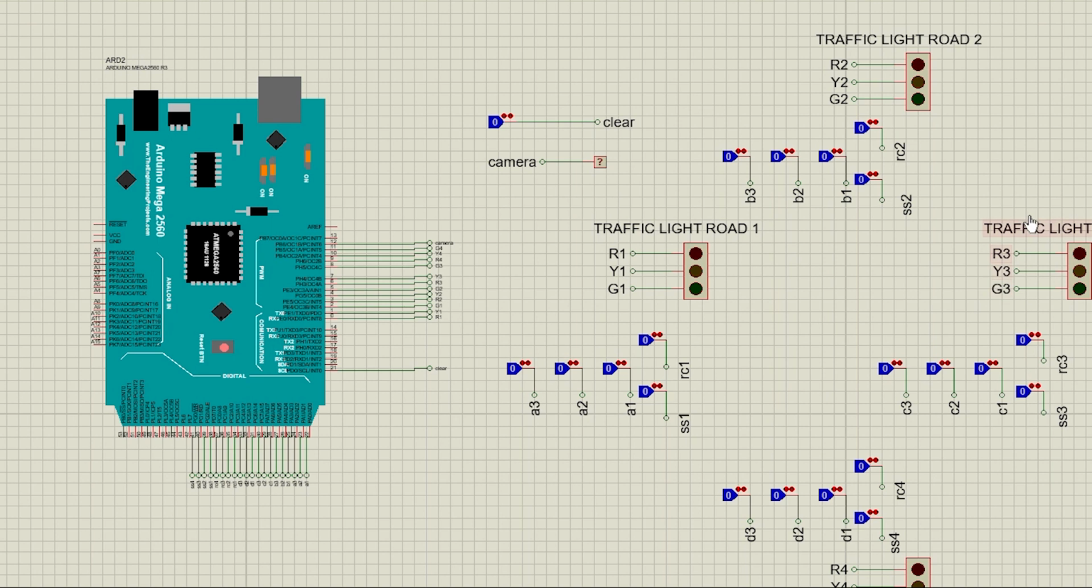Hello, I am Muhammad Adnan Faisal Hussain, role 63. So today I'm going to talk about the Proteus simulation of our smart traffic light controller using Arduino.